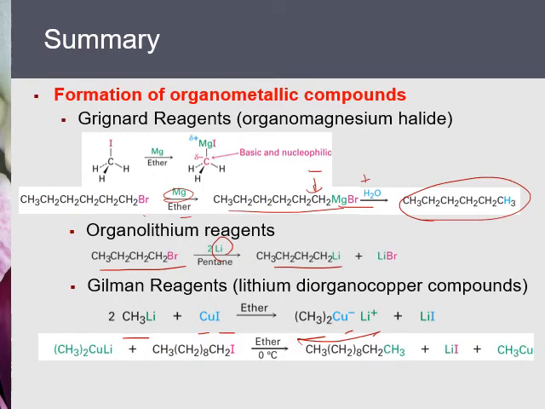So if you add a Gilman reagent, in this case dimethyl copper lithium, with alkyl halide, then the negative charged carbanion, positive charged carbon will connect to form a new bond. So the iodine is replaced by one of the methyl group, forming a longer chained alkane.